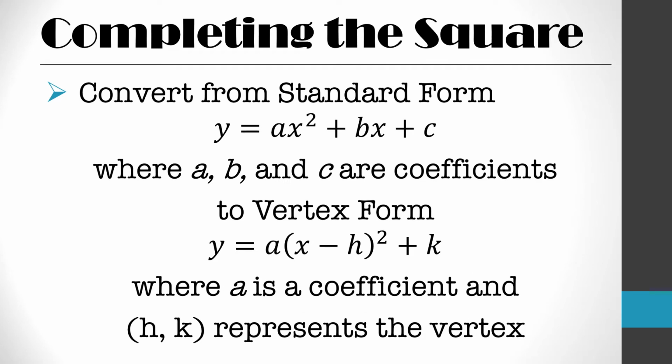Completing the square is typically used to convert from standard form, which is y equals ax squared plus bx plus c, where a, b, and c are coefficients, to vertex form, which is y equals a times x minus h all squared plus k, where a is a coefficient and (h, k) represents the vertex.